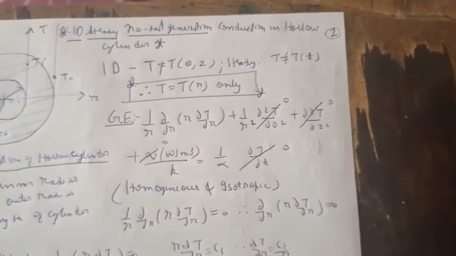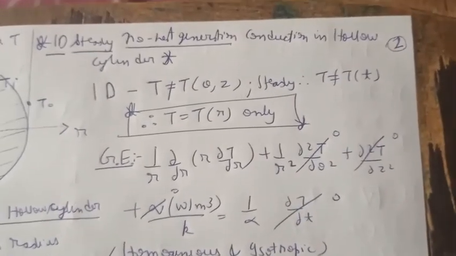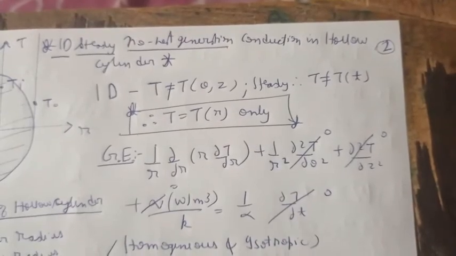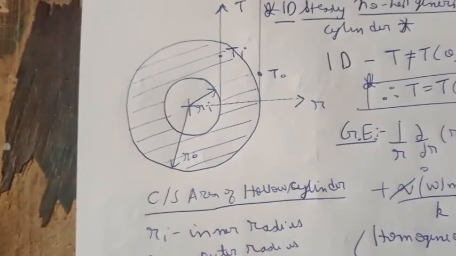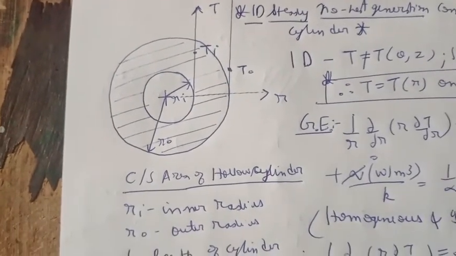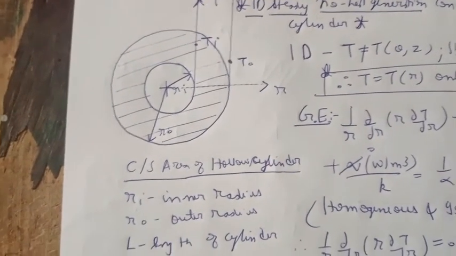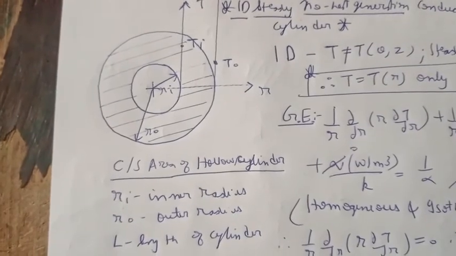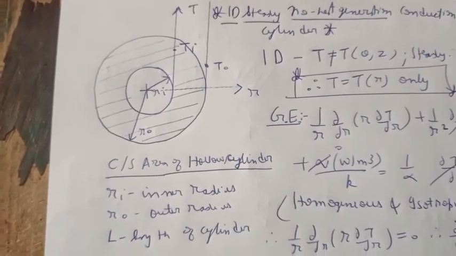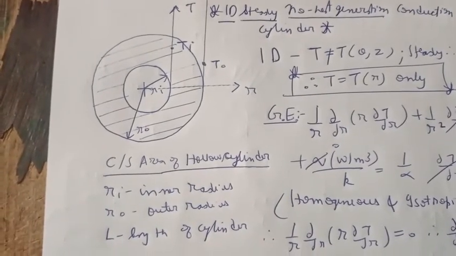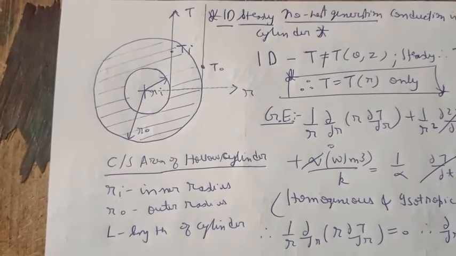Hello. In this video, I will cover one-dimensional steady-state conduction with no heat generation in a hollow cylinder. You can see I have drawn a hollow cylinder. This is the cross-sectional area of the hollow cylinder, where the inner radius is Ri, the outer radius is Ro, and the length of the cylinder, which is perpendicular to the page, is capital L.